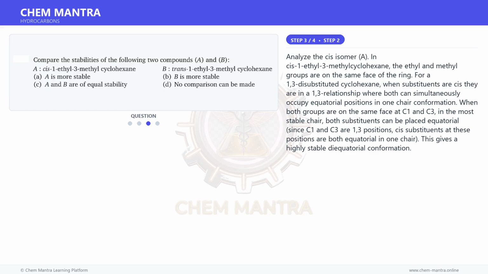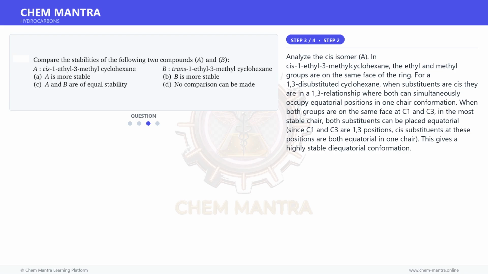Moving on to the next step. Analyze the CIS isomer A. In CIS 1-ethyl-3-methylcyclohexane, the ethyl and methyl groups are on the same face of the ring. For a 1,3 disubstituted cyclohexane, when substituents are CIS they are in a 1,3 relationship where both can simultaneously occupy equatorial positions in one chair conformation.